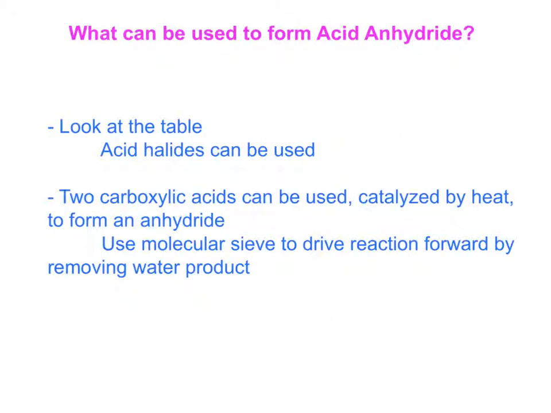So now we can look at how to form acid anhydrides, and if we're going to try to use the conjugate acid of the leaving group to drive the mechanism forward, we can look at the table and see that we can do this with acid halides. Also, another way to form acid anhydrides is by using heat to catalyze a reaction between two carboxylic acids. So let's take a look at both of these mechanisms.